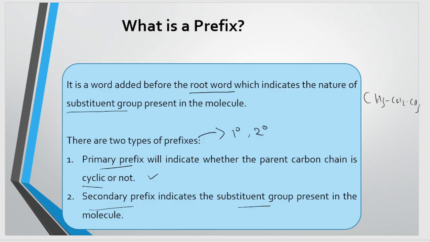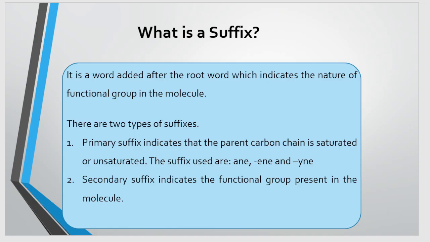Now, the suffix is the word that is added after the root word, which indicates the nature of the functional group. So the nature of the substituent group is given by the prefix, and the nature of the functional group is given by the suffix. Like prefixes, suffixes are also of two types: primary suffix and secondary suffix. Primary suffix indicates whether the carbon chain is saturated or unsaturated.